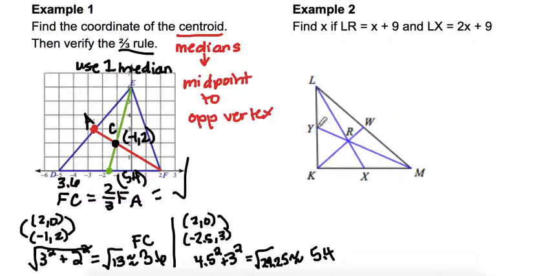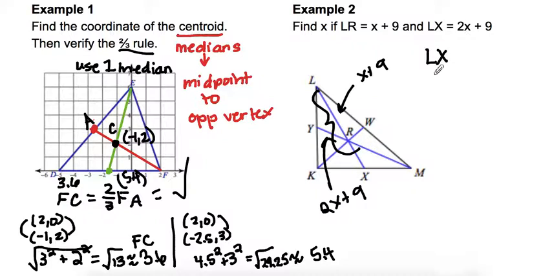So now let's look at our example 2. So this is how to find it graphically. Let's look at how to find things algebraically with these examples. It says find x if LR is x plus 9 and LX, the entire thing, is 2x plus 9. So LX is the entire median and LR is from the centroid to the vertex.